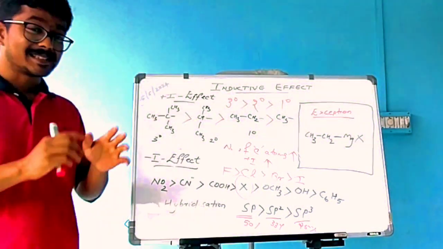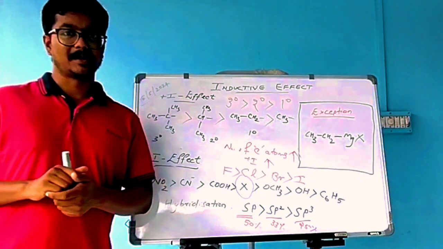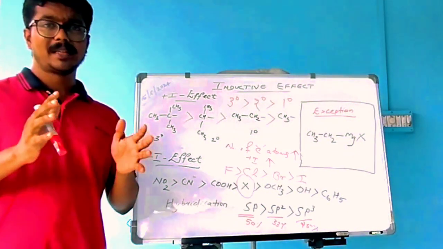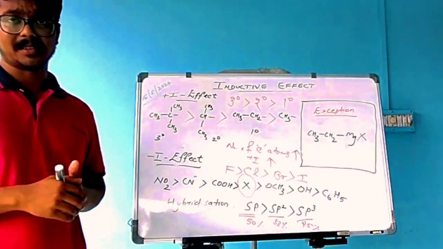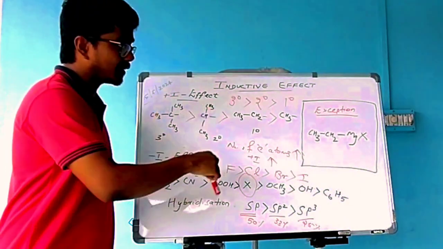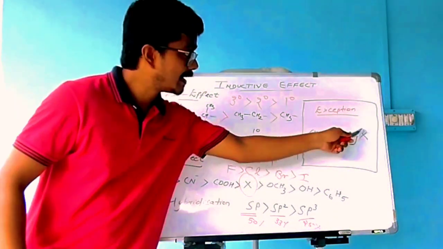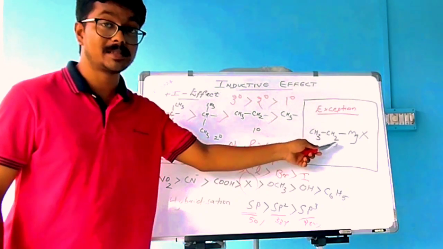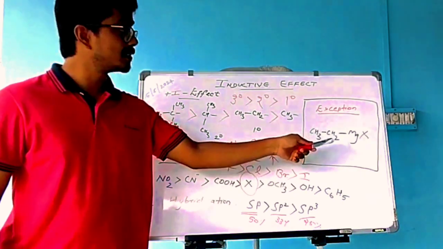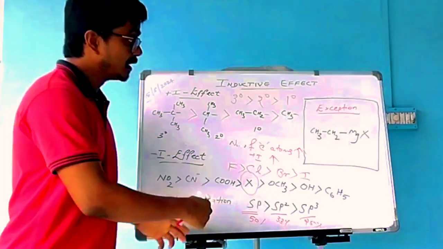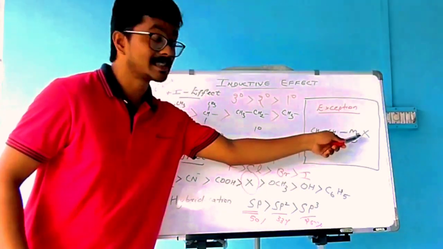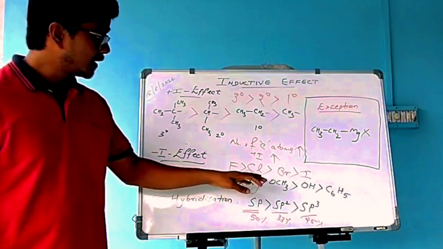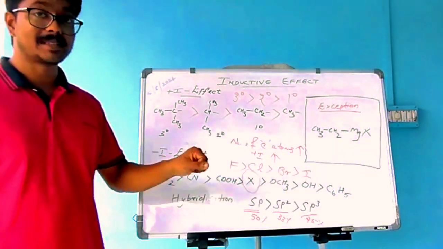In all these cases, there is one exception. As you all know, a metal atom is electropositive in nature. When a metal atom is present along with a halogen, let's consider this example. This is one of the famous reagents in organic chemistry, known as Grignard reagent. So when a metal atom, here it is magnesium, is present along with a halogen, as you all know, the halogen shows a minus I effect.